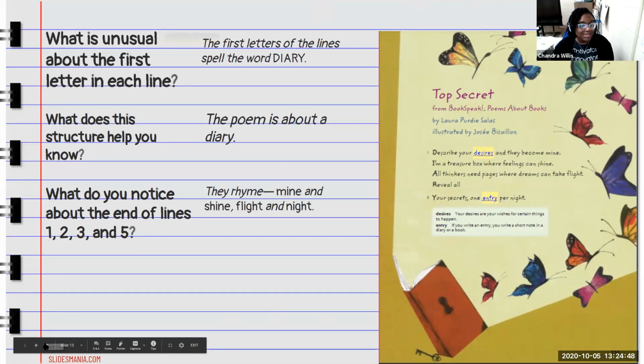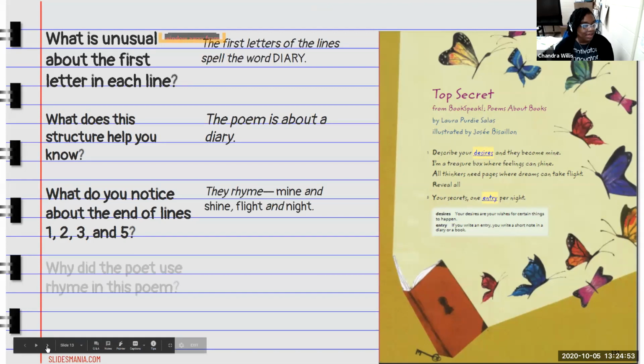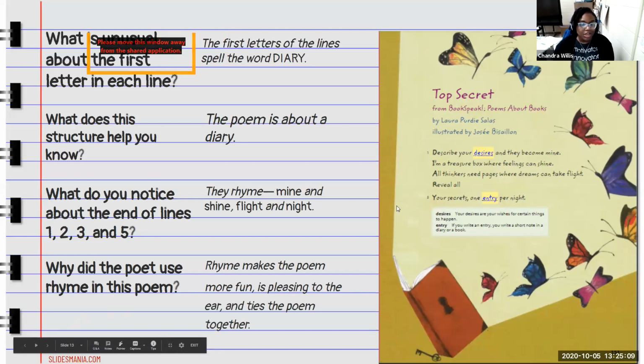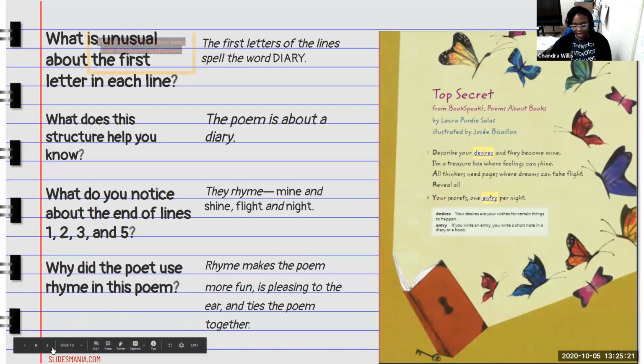So the words mine and shine rhyme, and the words flight and night, those rhyme as well. Okay, why did the poem use rhyme in this poem? So I'll tell you. Poets use rhyme in order to make the poem fun and pleasing to the ear. It just sounds good when things rhyme. You guys like songs, right? Well, songs are just like poems, and usually songs rhyme, so it sounds good. That's why poets use rhyme.